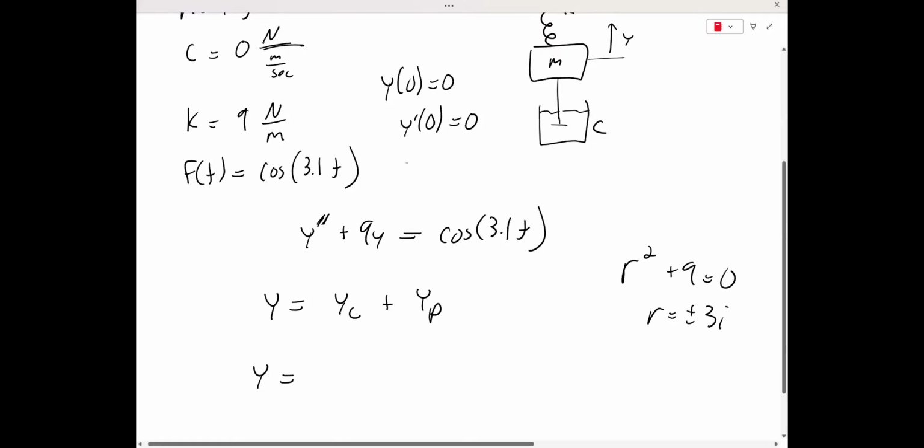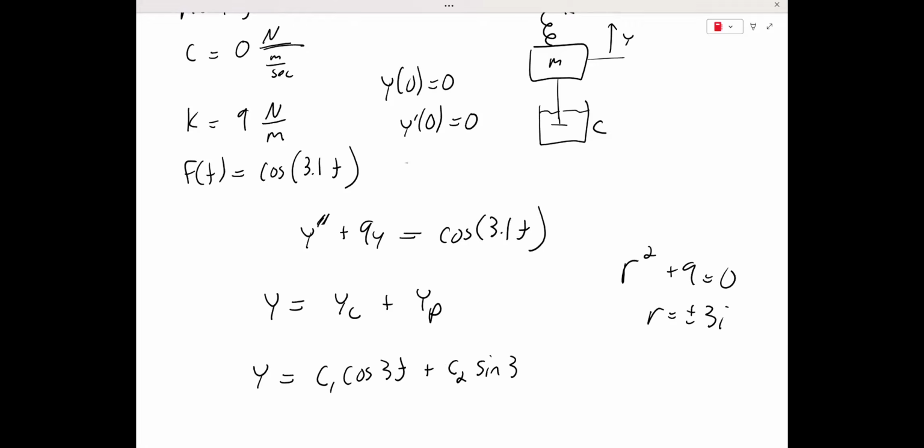What would that be? That's going to be the cosine and sine, right? So that'd be C1 cosine 3t plus C2 sine 3t, and then plus this particular solution over here. Okay, so this is the solution to the homogeneous equation, and it has the constants on it, and then we also have this. We've got to find a particular solution to this.